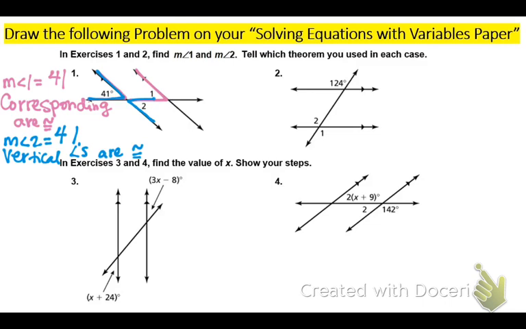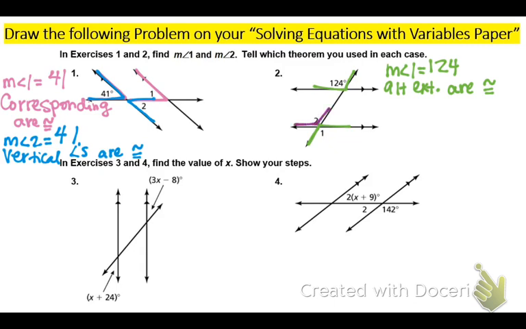Next one. What relationship does 124 have with angle 1? Alternate exterior. What do I know about alternate exterior? They are congruent. So then what's the measure of angle 1? 124, because congruent means same measure.